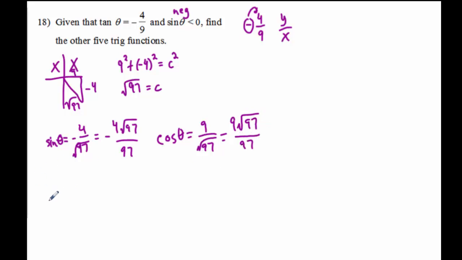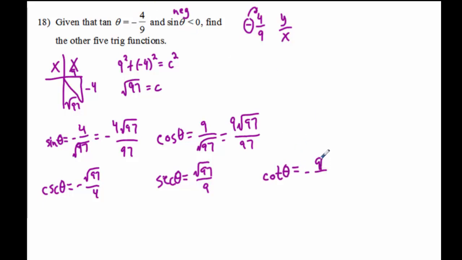They already told us tangent. You can write it down again if you want to, or not. When I do cosecant, it's easier to flip what you had before you rationalize. So that's negative square root of 97 over 4. Secant is square root of 97 over 9. And then cotangent, they told me tangent was negative 4 over 9, so I'm going to flip that and get negative 9 over 4.